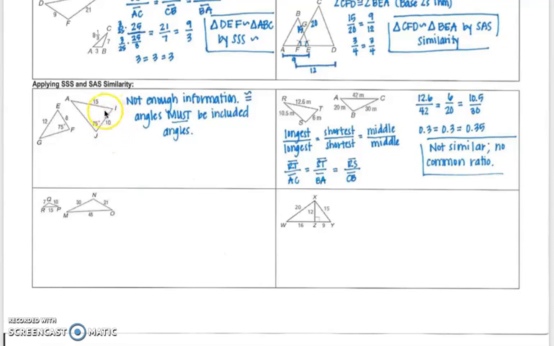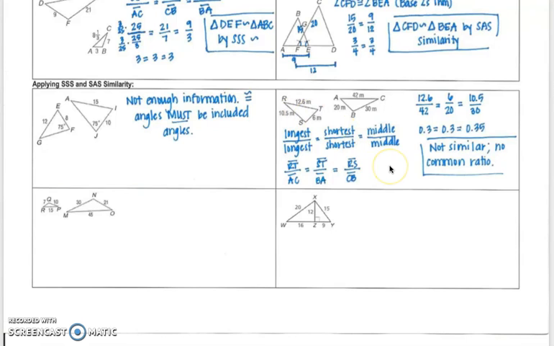And that's because I'm not given the included angle. The included angles would be E and I, and I'm given F and J. It has to be the angle between the two sides, so it's just not enough information. Okay, congruent angles must be the included angles.